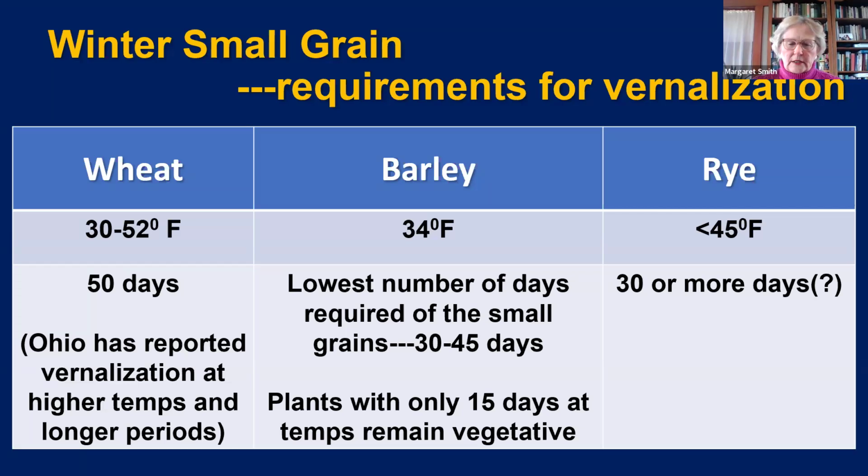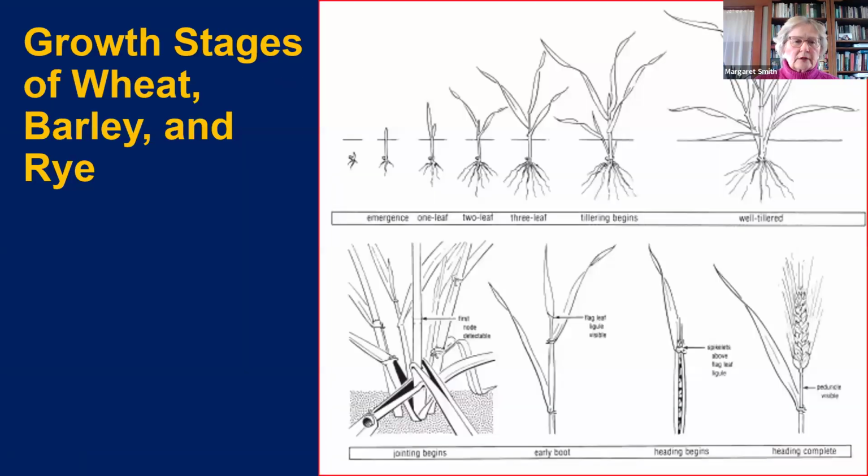But 30 or more days, and I believe that case, even though they found this in lab situations, I believe that's the case in the field as well. But that's pretty easy to achieve. Even if you plant rye in November and it swells, it can easily be vernalized before the following spring. So the growth stages of wheat, barley, and rye are very similar.